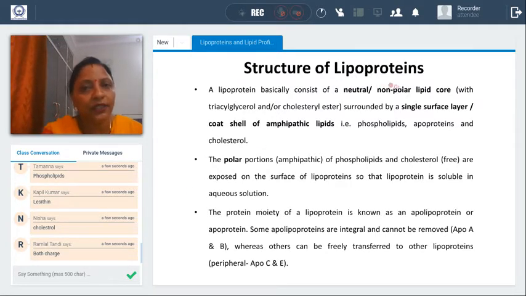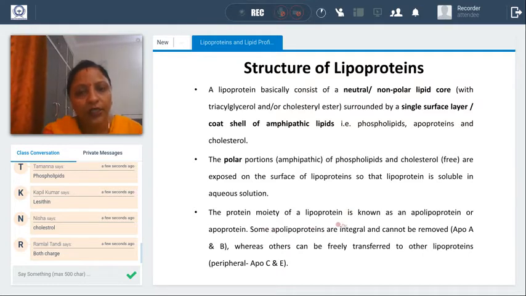What is the structure of lipoproteins? We will discuss in detail. A lipoprotein basically consists of a neutral or non-polar lipid core with triacylglycerol TG or cholesterol ester surrounded by a single surface layer or coat shell of amphipathic lipids, as I said earlier, that is phospholipids, apoproteins, and cholesterol. This is free cholesterol and this is cholesterol ester. The polar portion of amphipathic phospholipids and cholesterol are exposed on the surface of lipoproteins so that lipoprotein is soluble in aqueous solution, as I discussed in my previous slide.